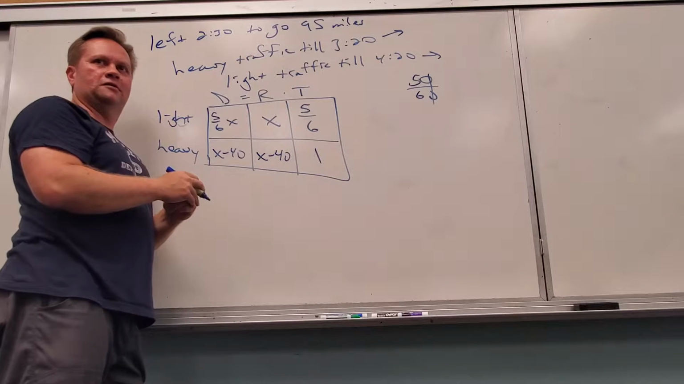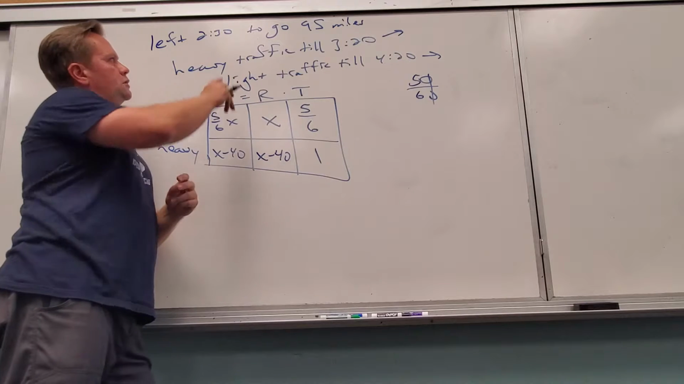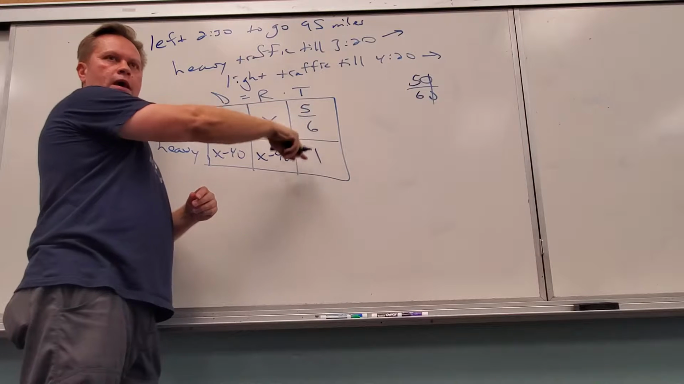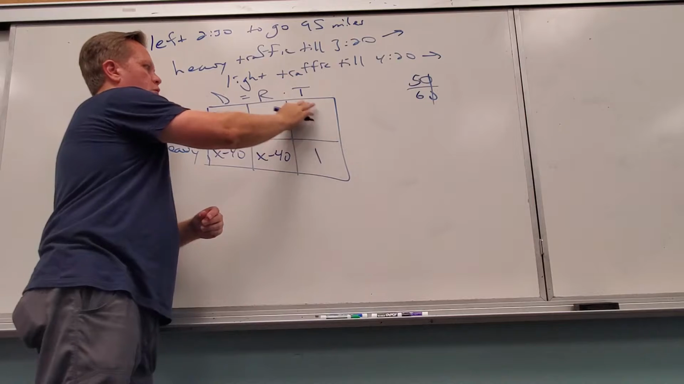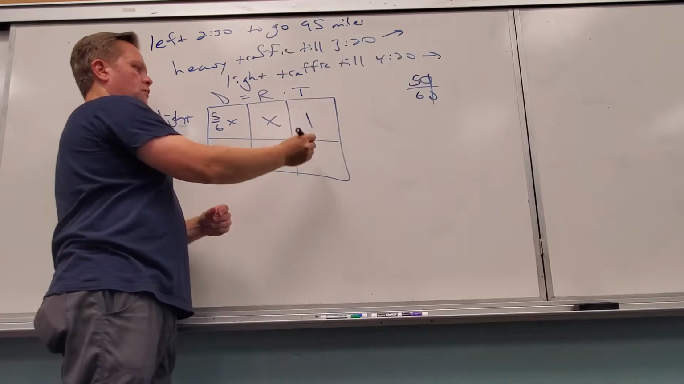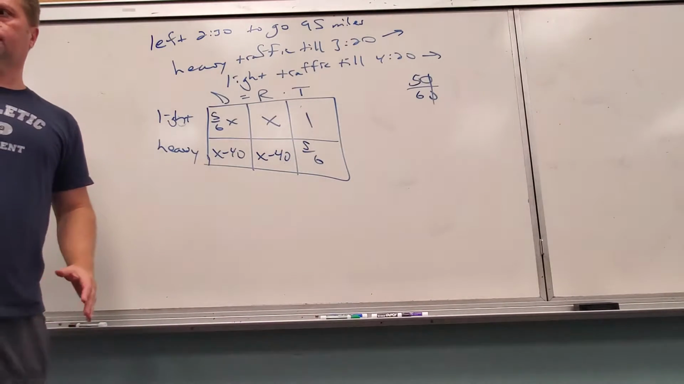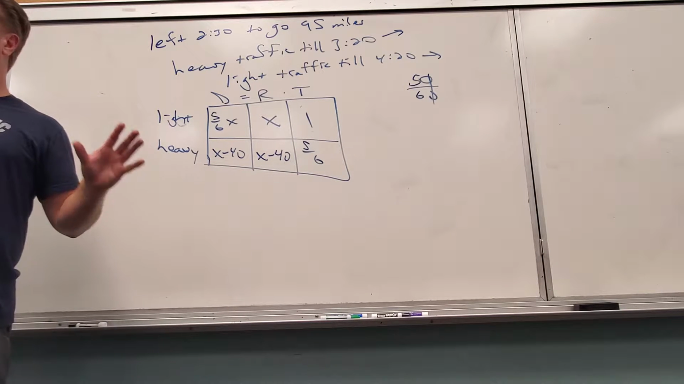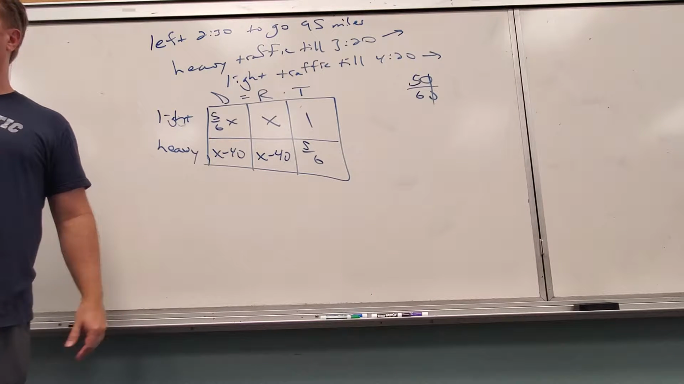There's a mistake up here. She was in heavy traffic till 3:20. So these are backwards. You see that? So she was in heavy traffic until 3:20, and she's in light traffic until 4:20. So the light should have been an hour. When I looked at it, I thought it was wrong. Please don't hesitate, because hopefully I'm not evil to you if you're wrong. I know I'm human, I'm going to be wrong sometimes. Please point that out.